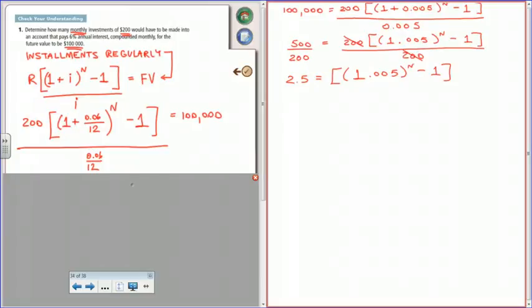You could log everything, but I think we can make it nicer on the right. You tend to want to get the exponential function isolated. We got a 1 here. Can we move that over? Add 1 to both sides. So add 1 to this side, add 1 to this side. 3.5 equals 1.005 to the n. That is nice. Okay. You could take the log of both sides at this point, but you're going to get a really tougher equation to deal with.